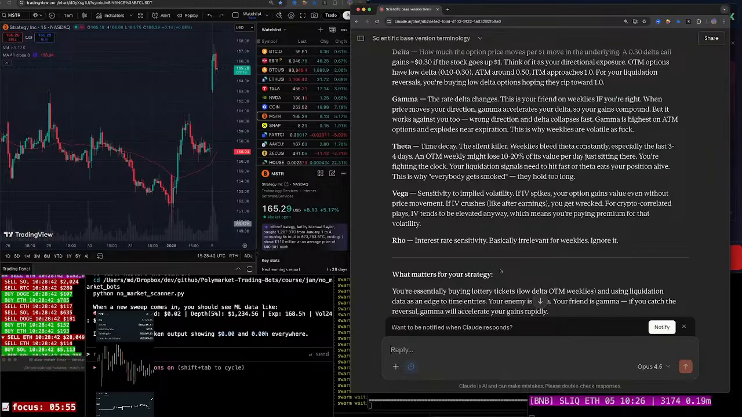Theta is time decay. Oh, this is the one, the silent killer. Weeklies bleed theta constantly, especially the last 3 to 4 days. An out-of-the-money weekly might lose 10 to 20% of its value per day just sitting there. Damn, you're fighting the clock. Your liquidation signals need to hit faster or theta eats your position alive. This is why everyone gets smoked if they hold too long. So let's go to theta here. Theta, time decay.